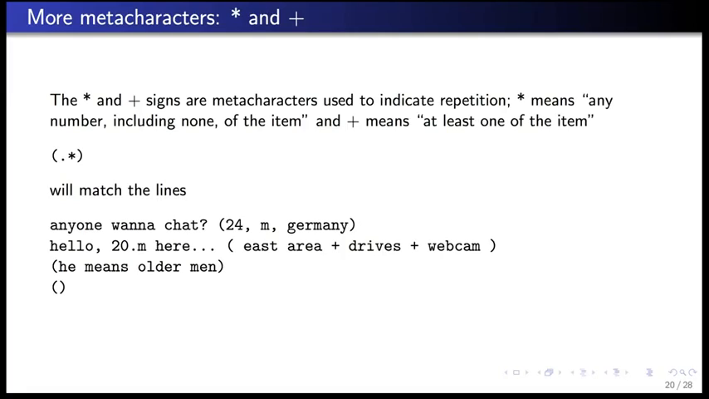So, for example, if I say dot star, that means I'm looking for a dot. So the dot represents any character, and then I'm going to repeat it any number of times, including no times. Right? So dot star will match all of these lines of text here. In particular, it's looking for parentheses, and then followed by anything, and then followed by a closed parentheses. So here in the first line, I've got 24, comma M, comma Germany in parentheses, and then the second line, I've got East area plus drive plus webcam in parentheses.